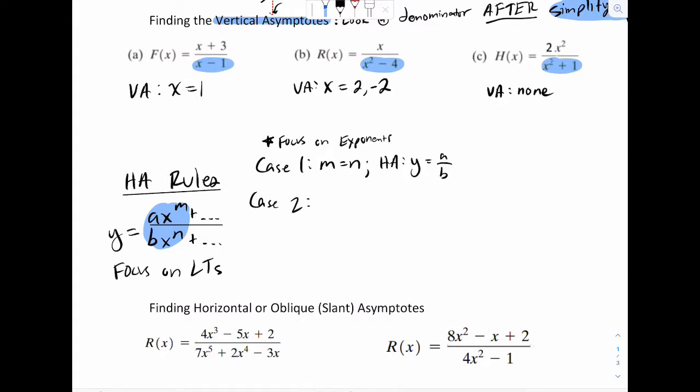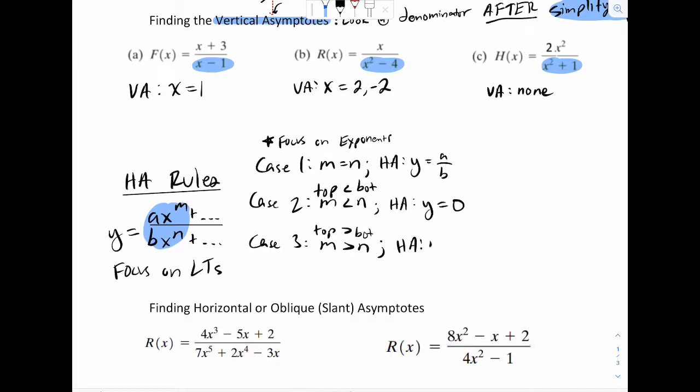Case 2 is going to be m is less than n, meaning the top is less than the bottom in terms of the degree. In that situation, your horizontal asymptote would be y equals 0. And case 3 is going to be m is greater than n, meaning top is greater than the bottom. In that situation, for HA, there would be none. So let's just focus on that for now.